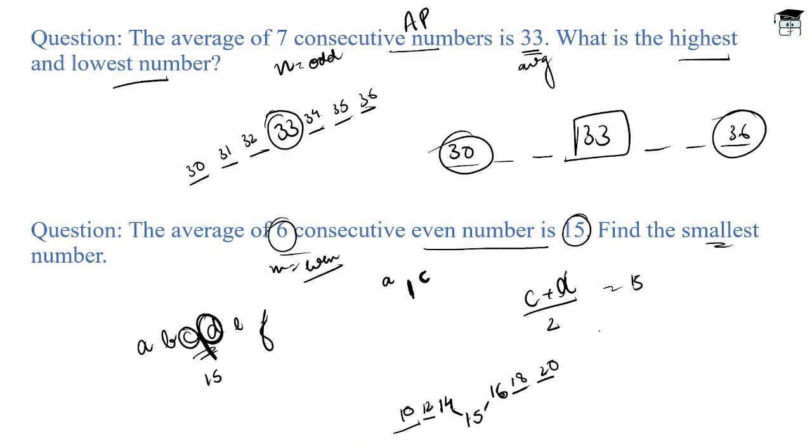Clear? Very simple. Right? Average was given. Averages of 14 and 16. Even numbers. And the question says find the smallest number. So the smallest number is 10. So my answer is 10 here. Clear to you all? Right?